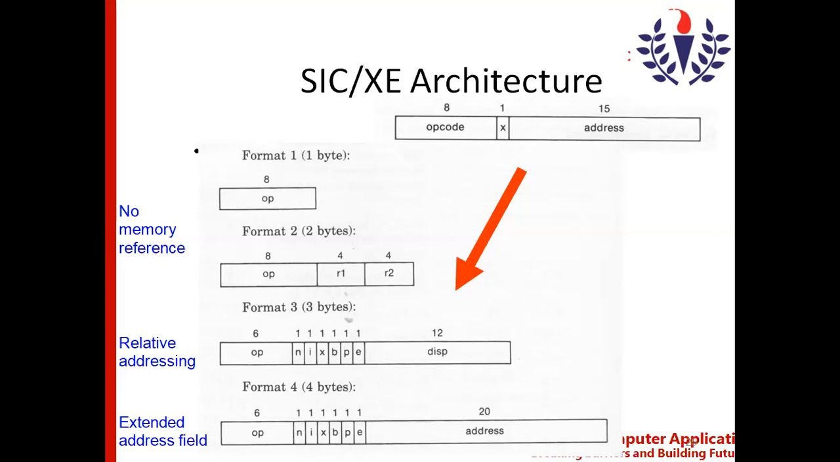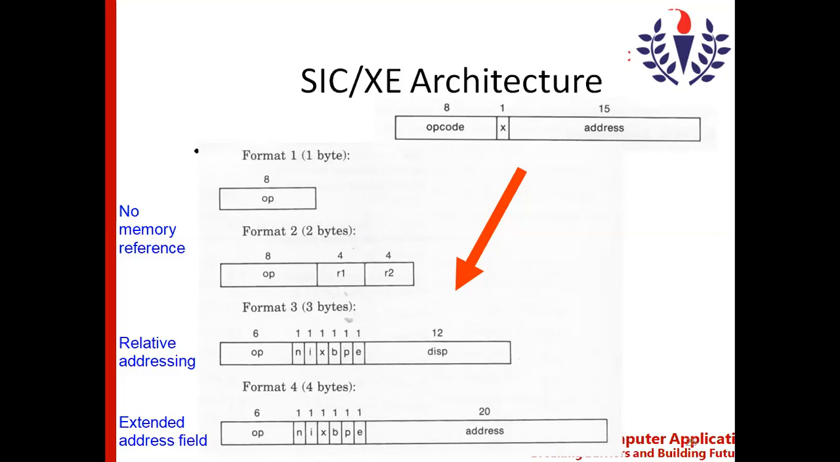And in SIC/XE, there are possibilities to use only the registers, which means that without memory references, we can perform operations using registers. That is where we have format 2 also. Even in format 1, we don't refer to any memory. So there is no memory reference in format 1 and format 2. These are the reasons why we have different formats in SIC/XE.